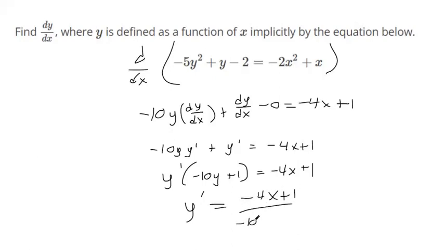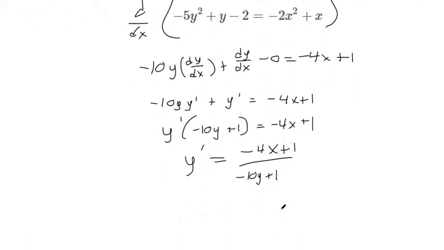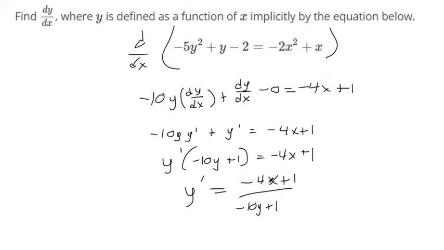So here it is. That's our derivative of y with respect to x. Okay, it still depends on the original y, but that's okay. That happens plenty of times with implicit differentiation.